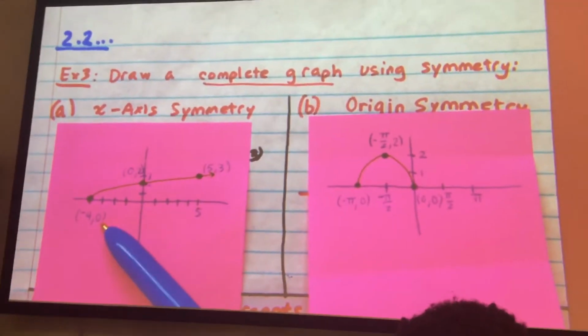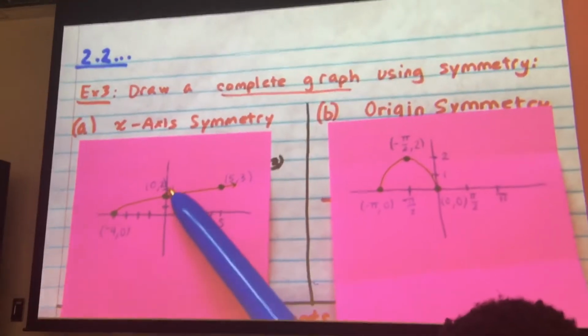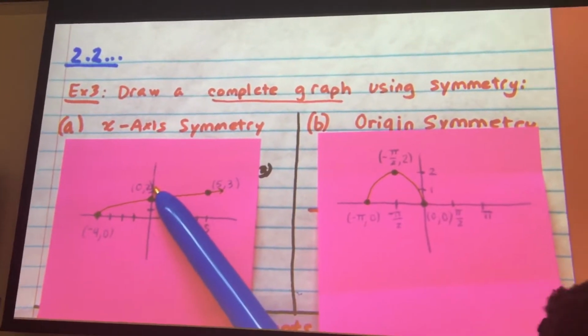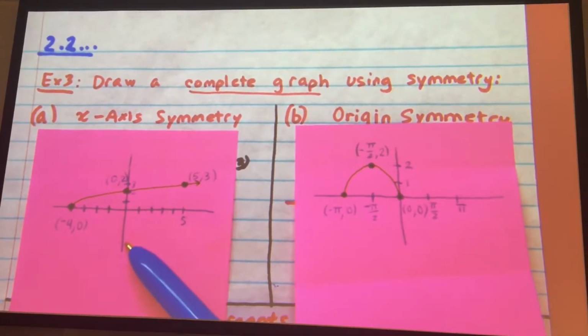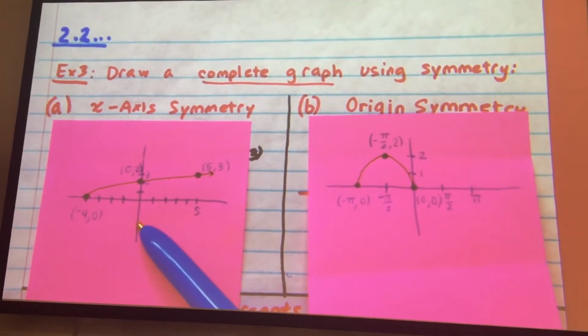If I change the sign of 0, it doesn't do anything, right? So that point better stay there. But if I change the sign of this y value 2 to -2, I'd go down 2 units, but I'd keep the same x value of 0. So you should have a point at (0, -2).